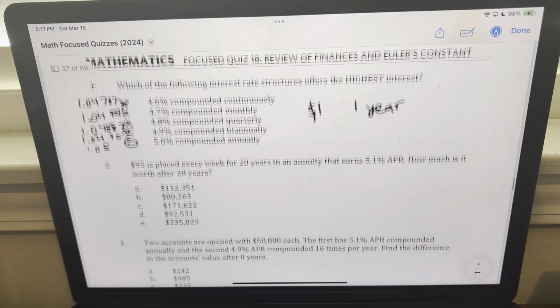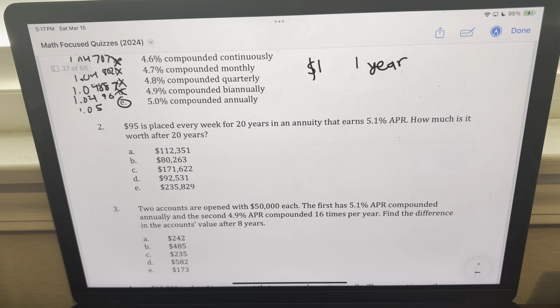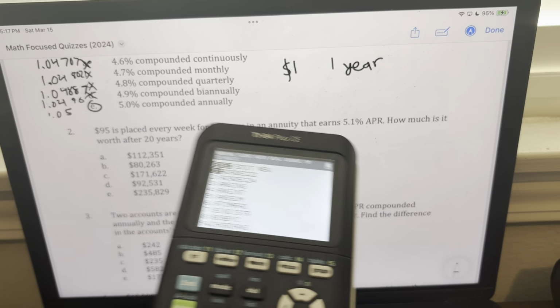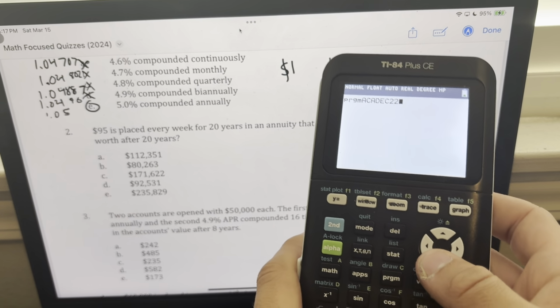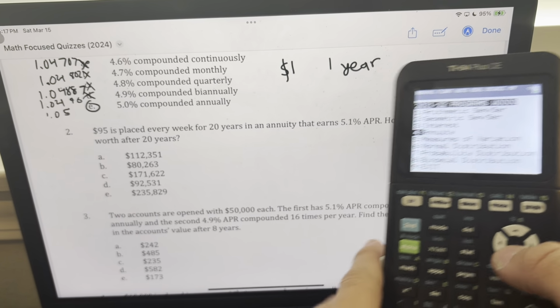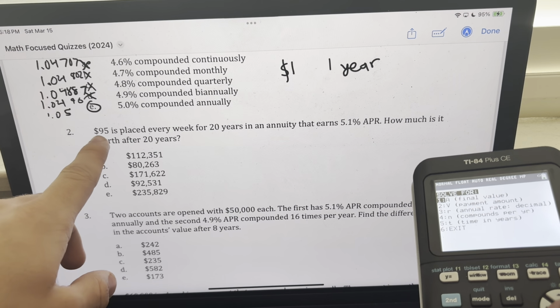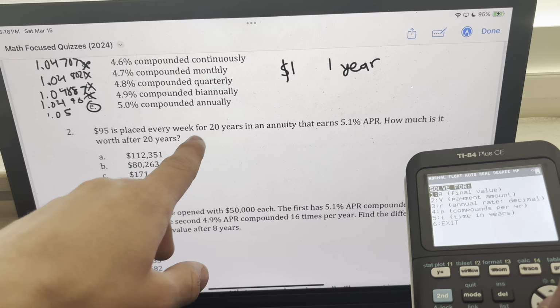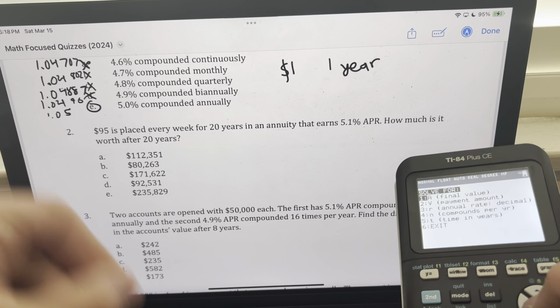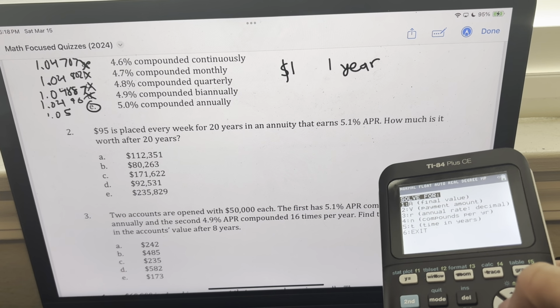Okay, next up, $95 is placed every week for 20 years in an annuity that earns 5.1 APR. How much is it worth in 20 years? Okay, great. So let's go into the program, AcaDec 22. And as you can see, there's a little option for annuity here. And if it also says you're placing in a certain amount per year, then that's going to be annuity if you keep on placing in.